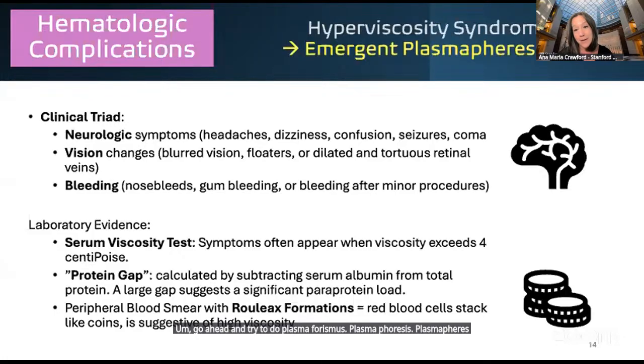Plasmapheresis is also very highly resource intensive, as you mentioned, and not available everywhere. So keeping the patient hydrated may be the best next step. Thank you for that. That's great.